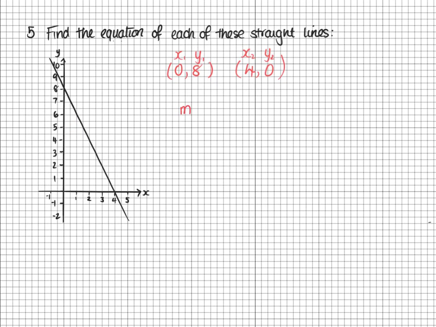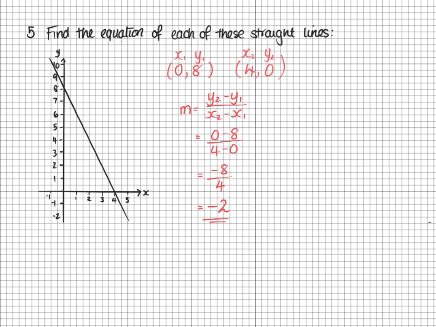So, again, repeating, y2 minus y1 over x2 minus x1. So we've got 0 take away 8 over 4 take away 0. On the top, 0 take away 8 is minus 8. On the bottom we've got 4 take away 0, which is 4. A negative divided by a positive gives a negative answer, and 8 divided by 4 is 2. So our m is minus 2.